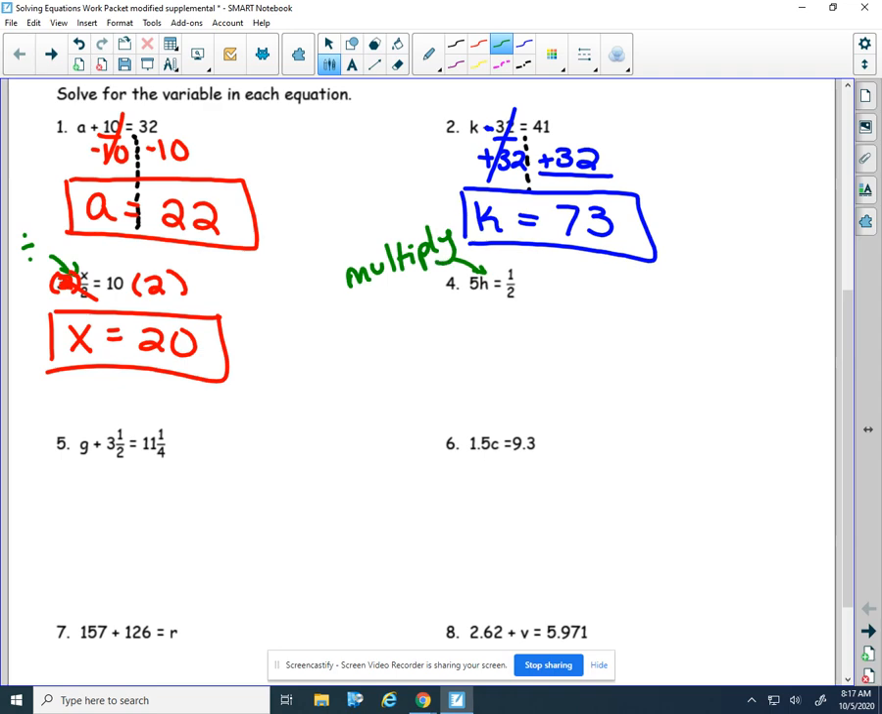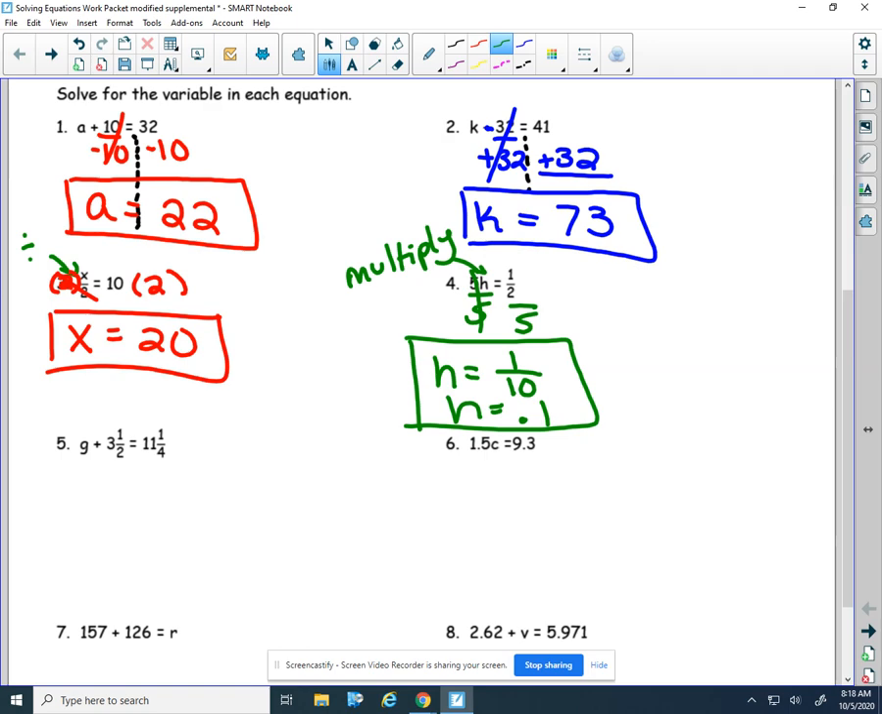So we would say this equation, 5 times h equals 1/2. So you divide both sides by 5. So we have 1/2 divided by 5. If you use your calculator on Delta Math, you would just type 1 divided by 2 and then divided by 5, and you get, depending on your calculator, 1/10 or 0.1. Either one of those answers is correct.